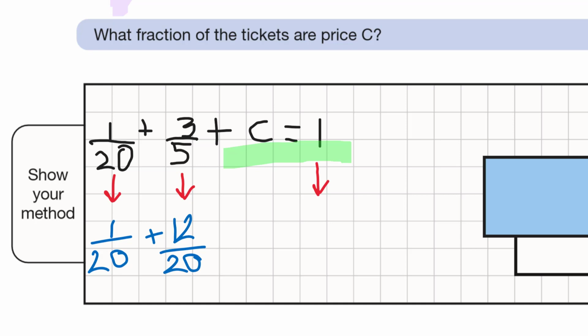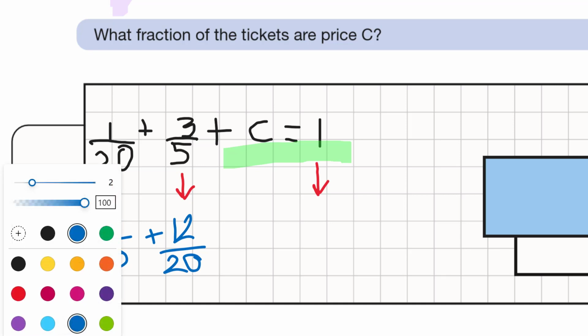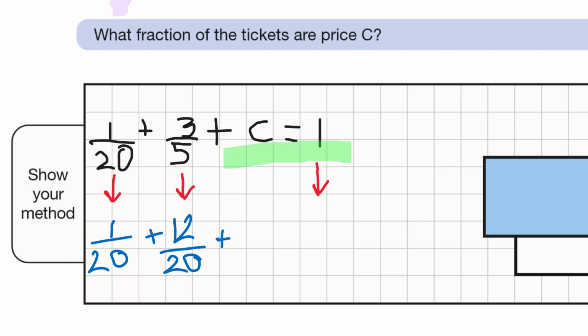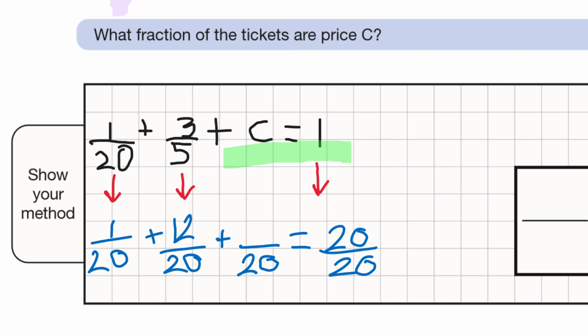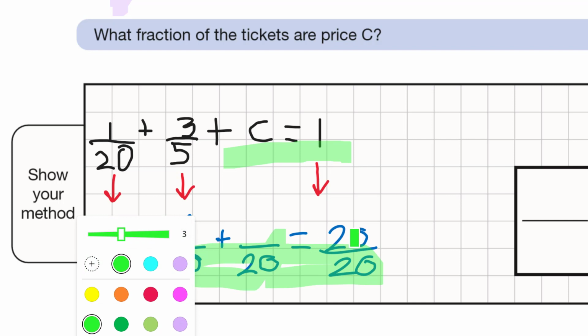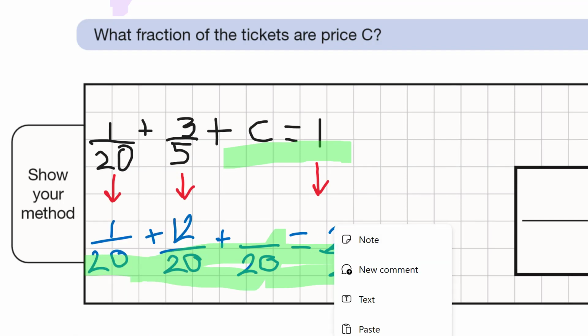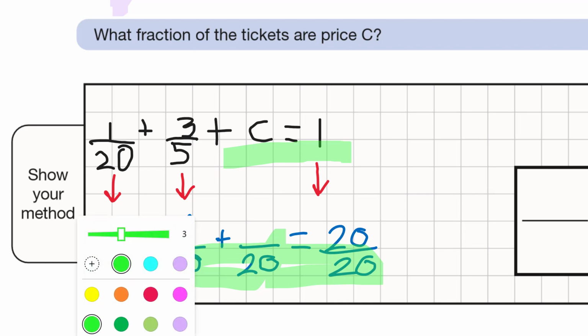So 1/20th plus 12/20ths plus another 20th, we're not sure what that is yet, equals, and then my 1 is 20/20ths, yeah? So a fraction where the denominator and numerator are the same is the same as 1. So if we look at our fractions now, we've got all the same denominators, yeah? So we just need to add the numerators. If we look at our numerators, we know that it needs to add up to 20/20ths.